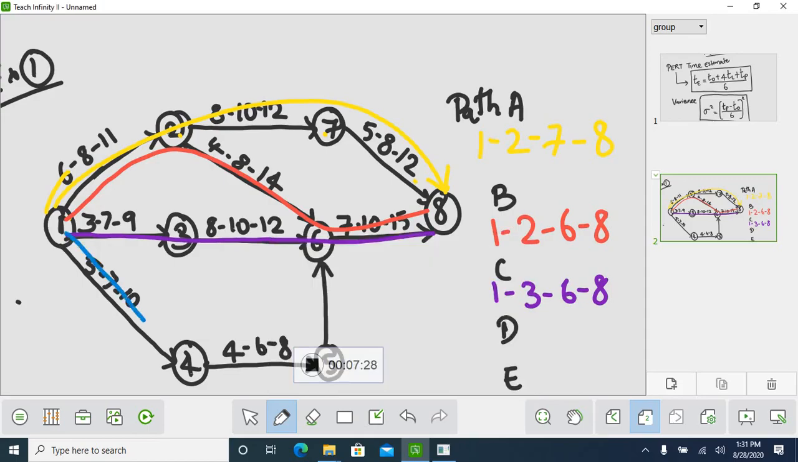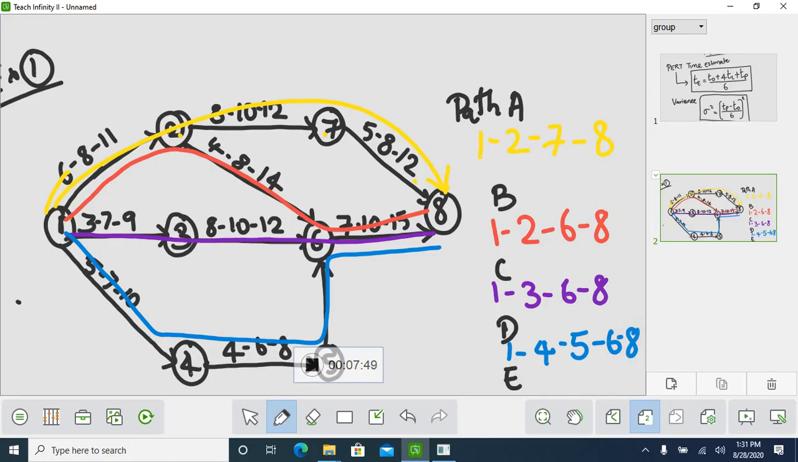That is 1, 4, 5, 6, 8. So this is your fourth path. That is 1, 4, 5, 6, 8. So this is your path.